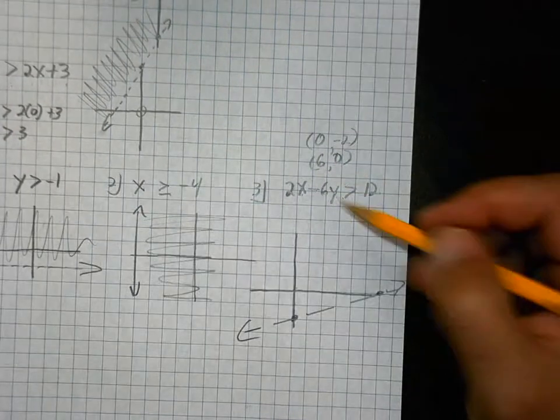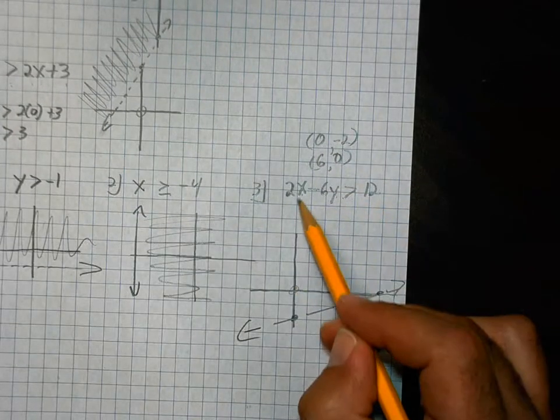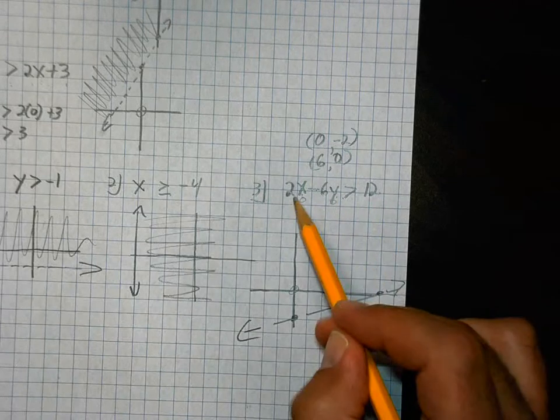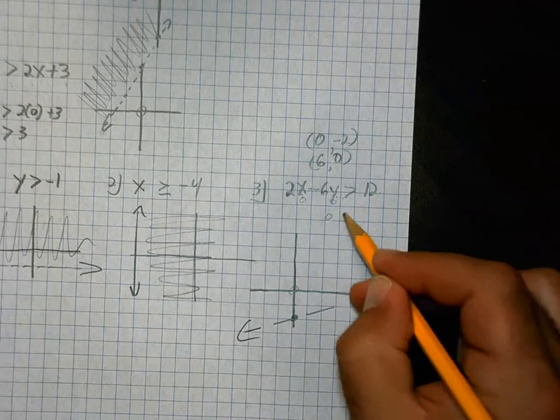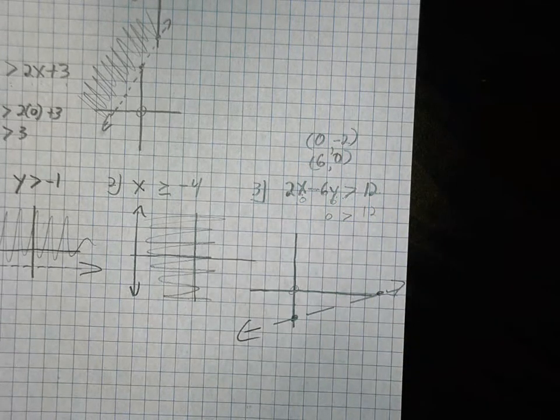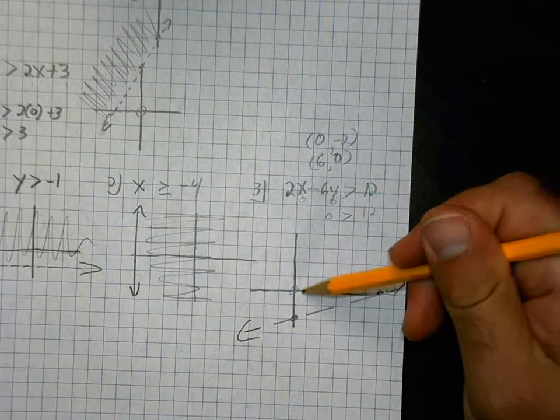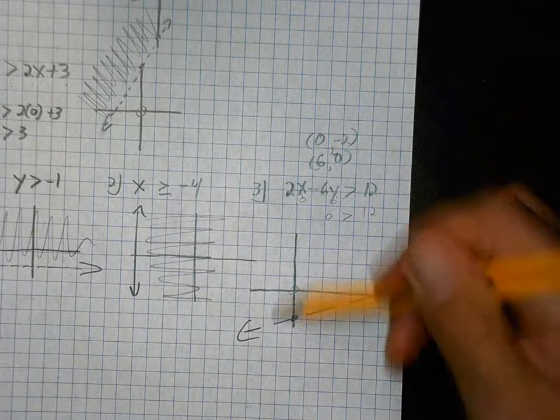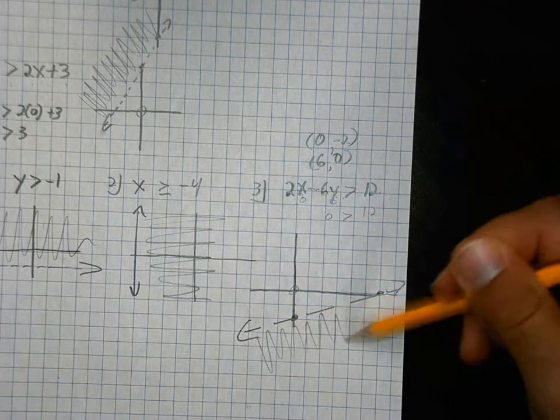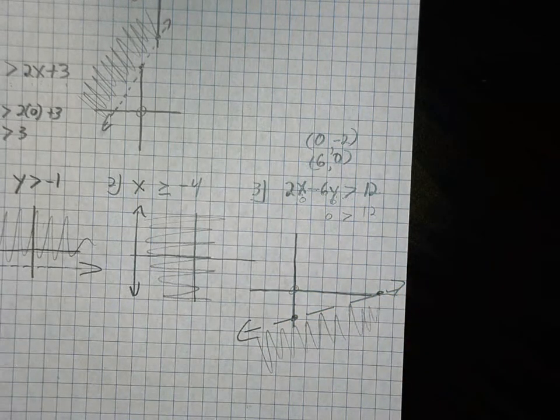Now where do I shade, above or below? Well, let's try 0, 0 and see if it works. If I plug 0 and 0 in here, I get 0 minus 0. Is 0 greater than 12? Nope, not today it's not. So we would not shade the side where 0, 0 is, we'd shade the other side. Okay.